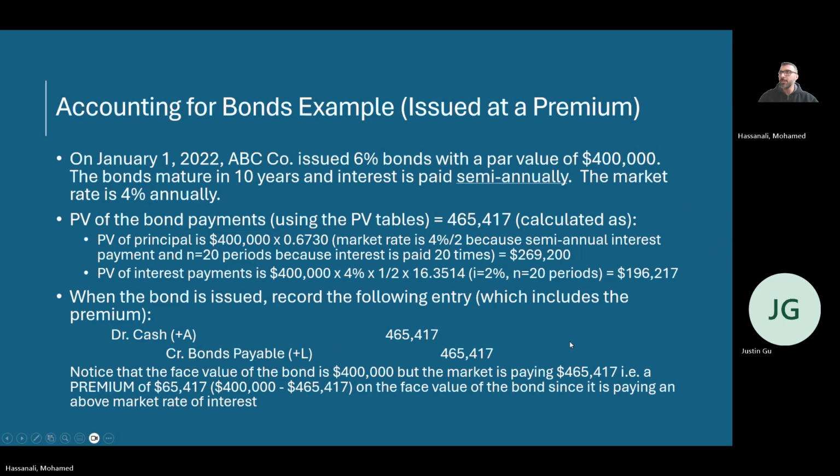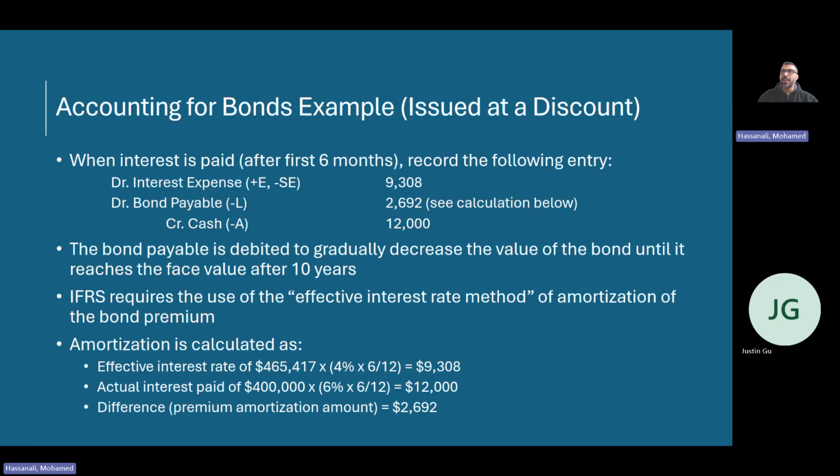465,417. Okay, so same logic as with the discount, except the discount, you have a reduced value of the bond. In the premium situation, your bond sold in the market for higher than the face value. Okay, so now when you're getting to your interest, again, you use the effective interest rate method. Using the effective interest rate method, your interest expense when you're in a premium situation, your actual expense is going to be lower than the cash you paid because your market rate is lower than the face value rate or the coupon rate.